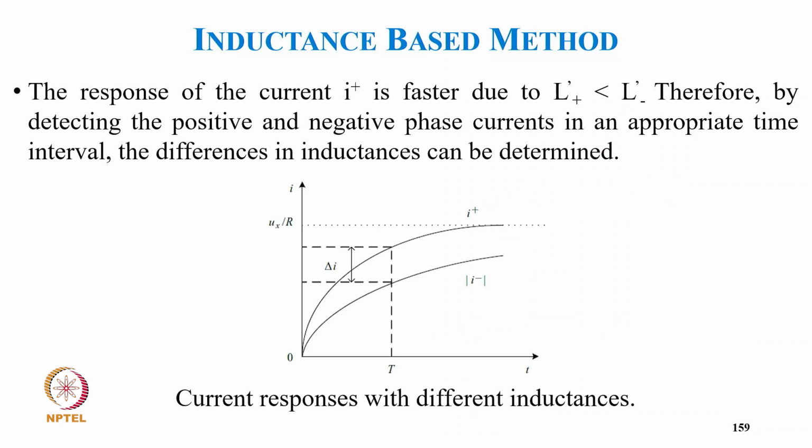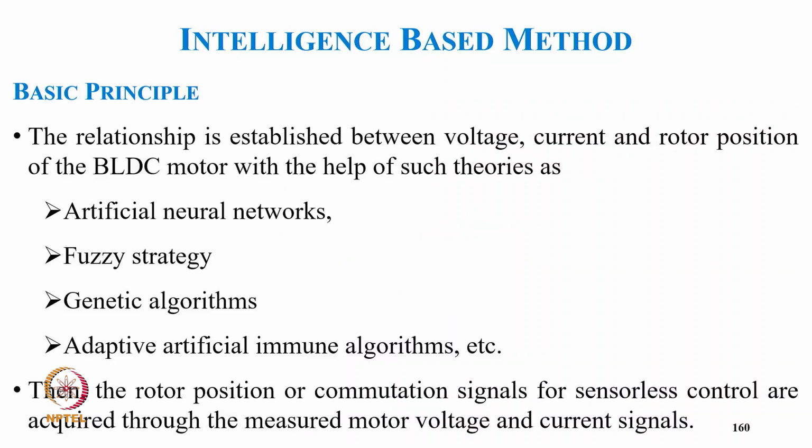So the response of current I plus is faster because L dash plus is lesser than L minus dash. Therefore, by detecting the positive and negative phase currents in an appropriate time interval, the differences in inductance can be determined. So this is typically the current responses with different inductances.